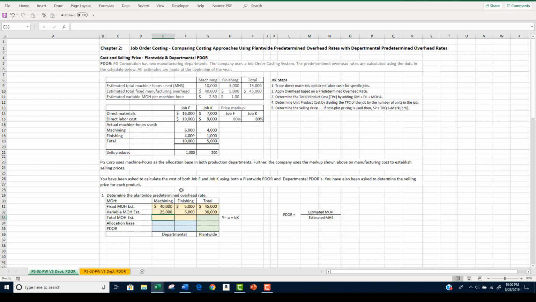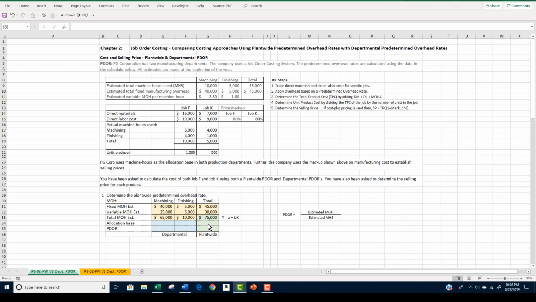To get the total estimated manufacturing overhead, we just add, summing the total column for fixed costs of $45,000 and variable costs of $30,000 gives us a total manufacturing overhead estimate of $75,000. Adding across for each department gives us the same result. Now that we have the estimated MOH, we can divide it by the allocation base and determine the PDOR. The allocation base is machine hours.